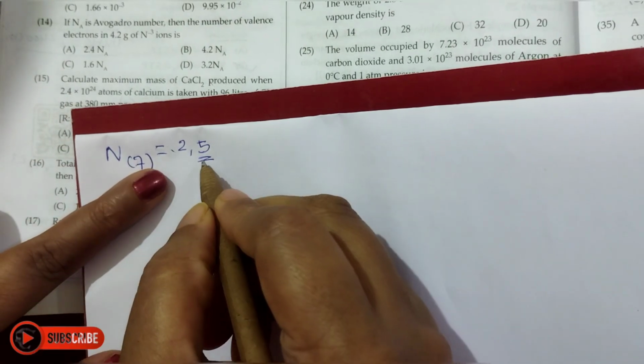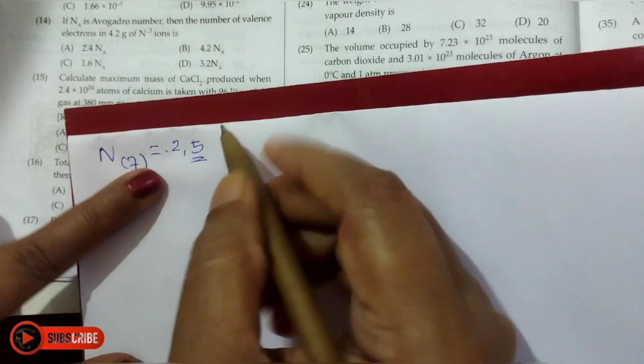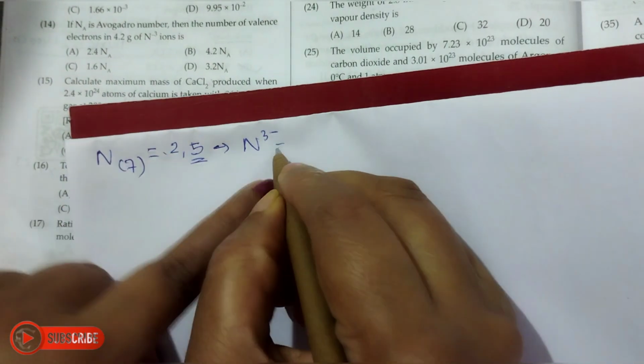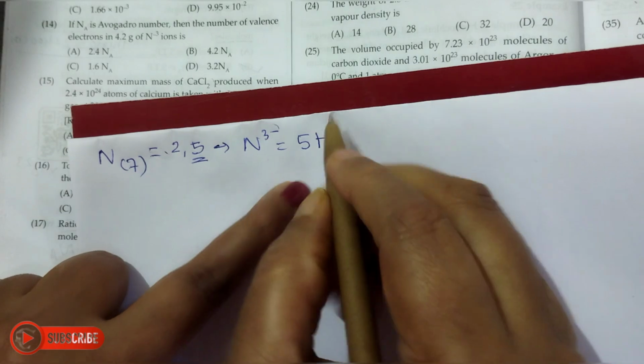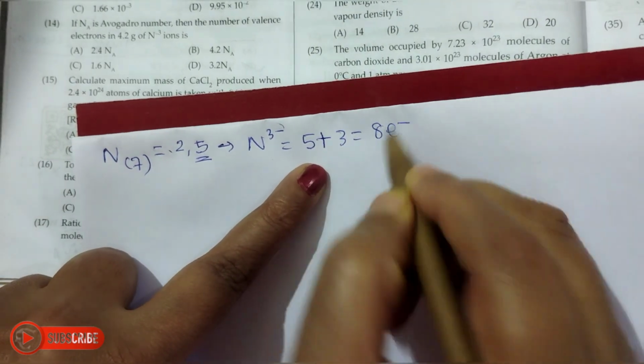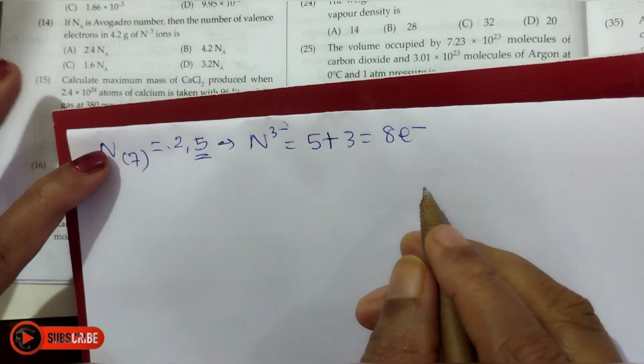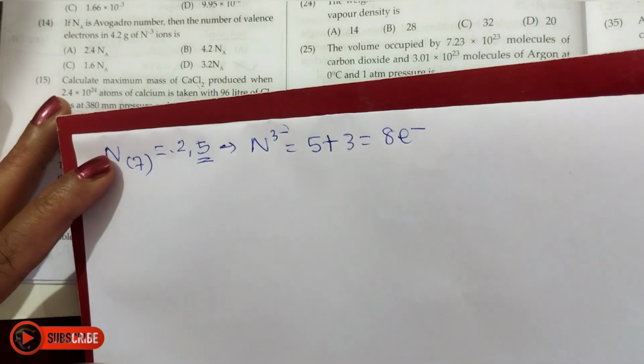So there are 5 electrons in its valence shell, but they have given the nitride. So therefore in N3 minus it will be 5 plus the negative charge you have to add here. So that will give you 8 electrons. So there are a total of 8 valence electrons. So let us calculate in 4.2 gram of the nitride ion.